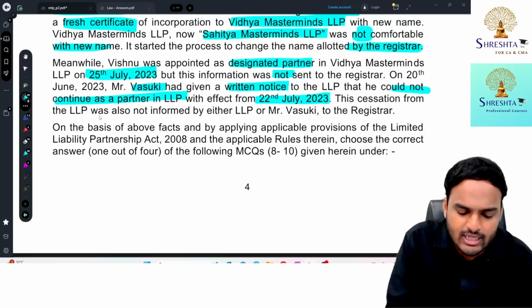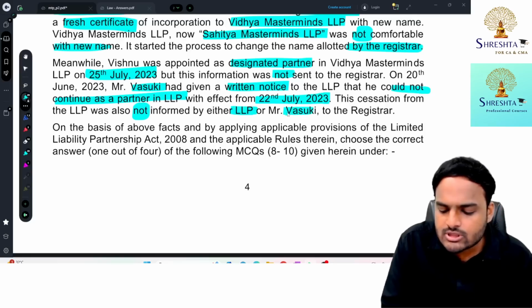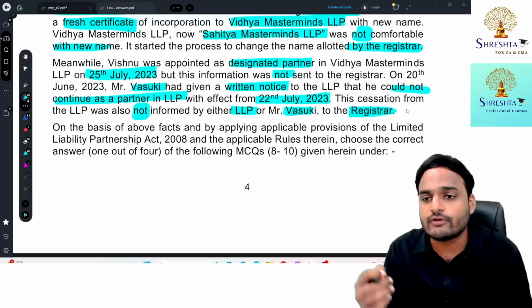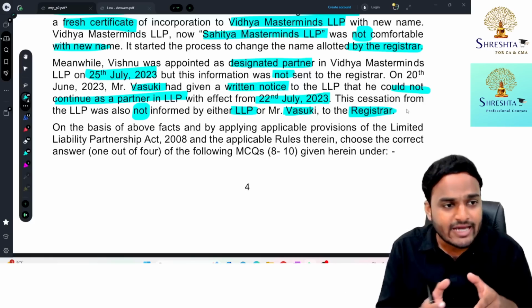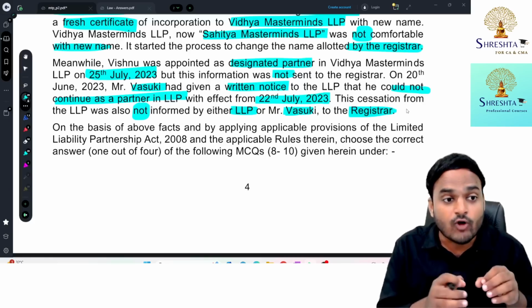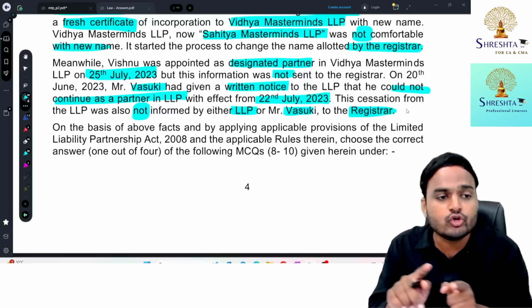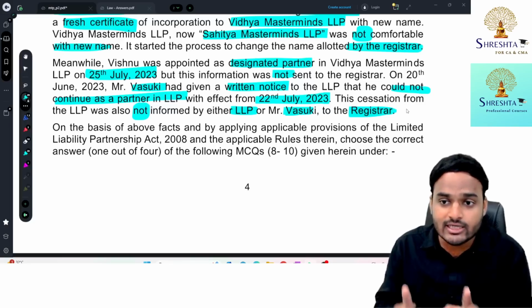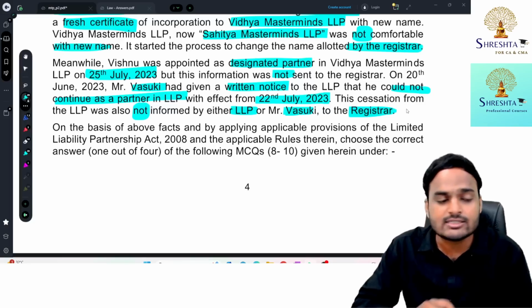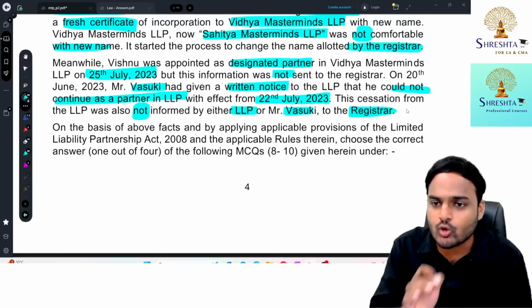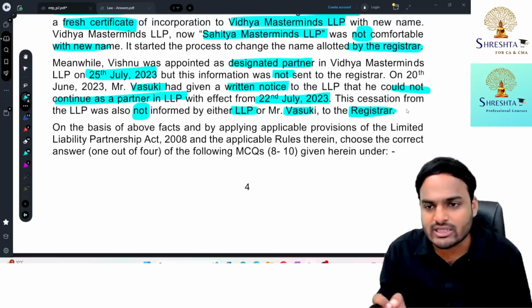This decision was also not informed by either the LLP or Mr. Vasuki to the registrar. Now, what is the effect? In case of non-filing of information with the ROC, the retired partner, the outgoing partner, the former partner is not treated as a former partner. He still continues to be a partner of the LLP. Accordingly, he is liable as long as he is a partner of the LLP. Understood? His liability comes to an end only when intimation is given to the registrar.